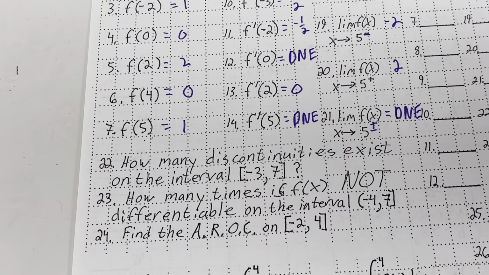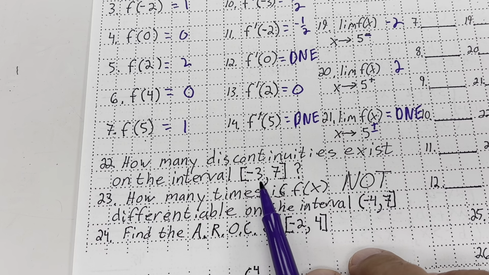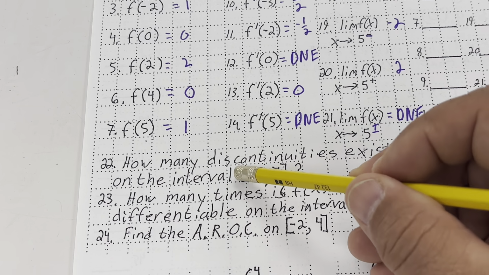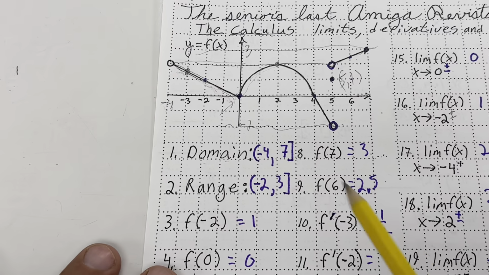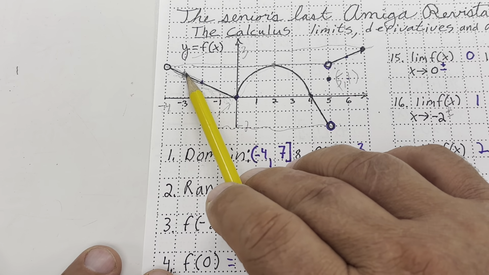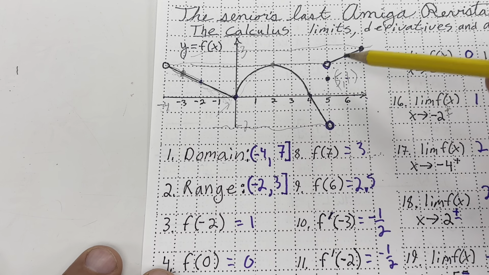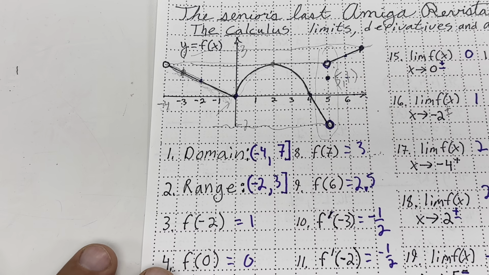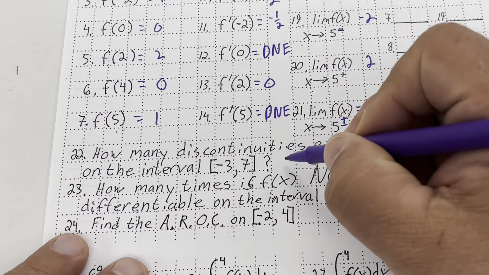How many discontinuities are on the graph from -3 to 7? So it gives us a closed interval from -3 to 7. So at -3, it is a closed circle going over to 7, and there's one discontinuity at x equals 5. So that's going to be 1. For number 22, there is one discontinuity.